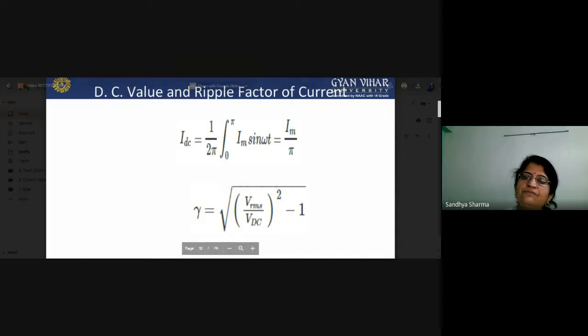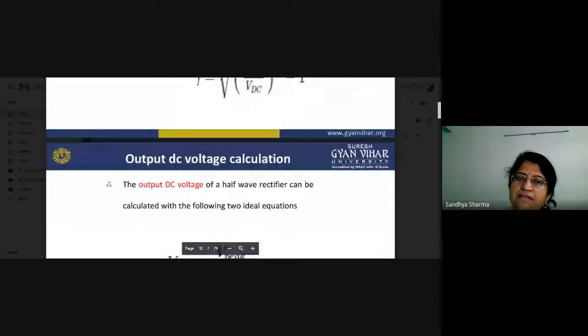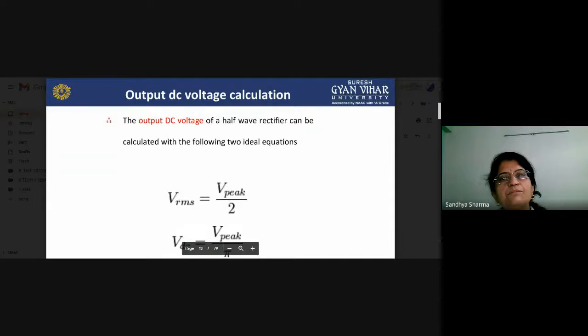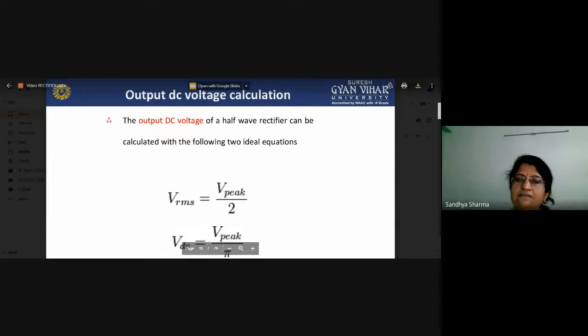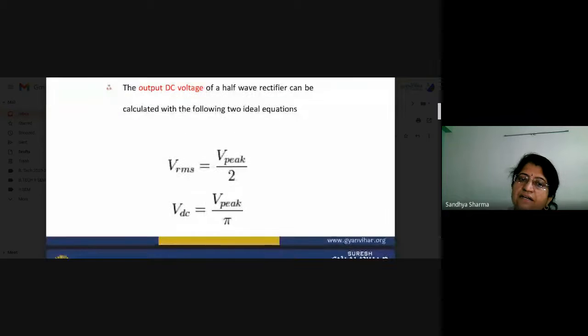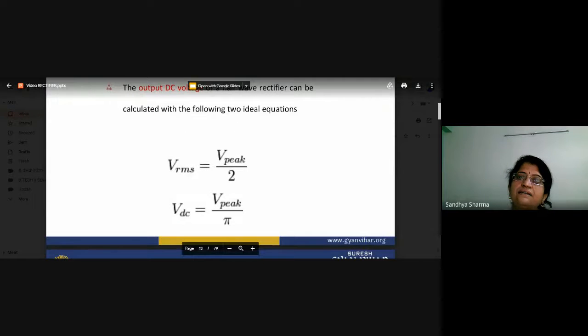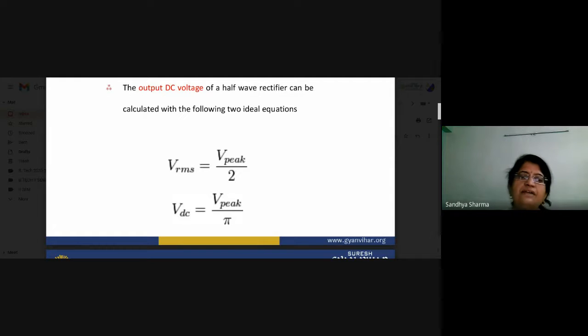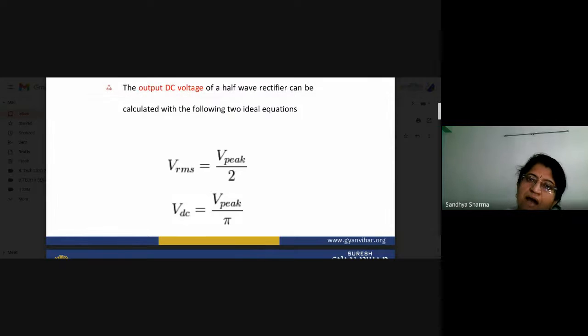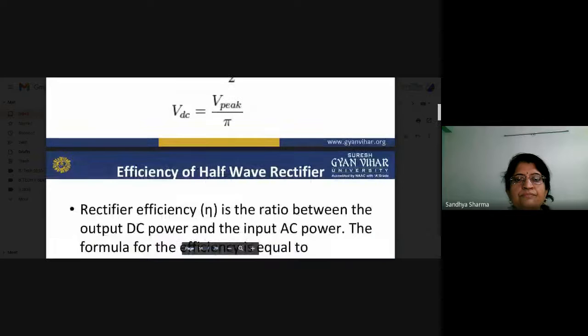So by using the VRMS and VDC values, we can calculate the ripple factor of our half wave rectifier. Further, we can also say this value. If we are talking about the RMS value of a half wave rectifier, that is equal to Vm by 2. So that is the VRMS and VDC value which we can use in our half wave rectification, and by VRMS and VDC values we can calculate the ripple factor of our half wave rectifier.